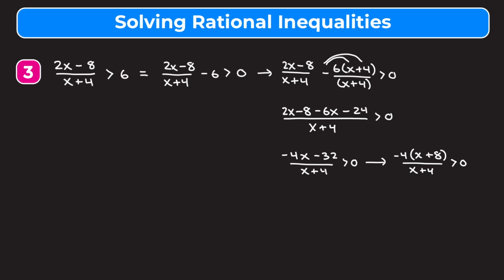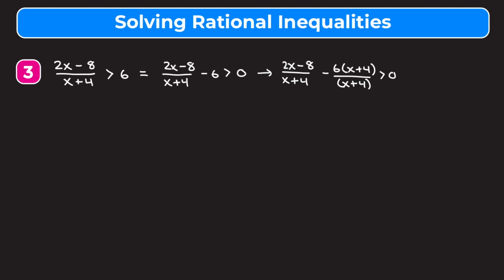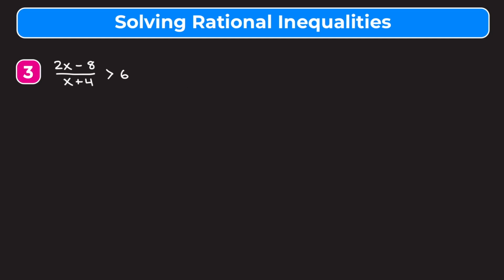So now what I'm going to do is erase what we just wrote so that we have some space, and I will rewrite our simplified inequality right here. So we have negative 4 times x plus 8 over x plus 4 is greater than 0. And now what we want to do is find the x values that make our numerator and denominator equal to 0. So we're only going to look at the factors in the numerator and denominator that have an x.